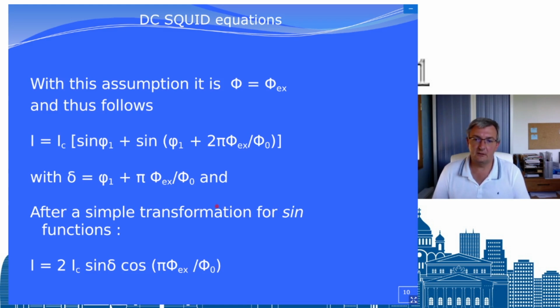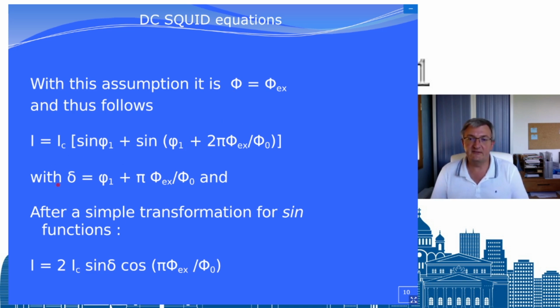I will go very fast to the equations, but you have an external flux, and the current is just the sum of the two currents when I only consider the magnetic field, the Cooper pairs, right, with the phase of the junction. And the phase of the second junction has this relation because of flux quantization on the loop.